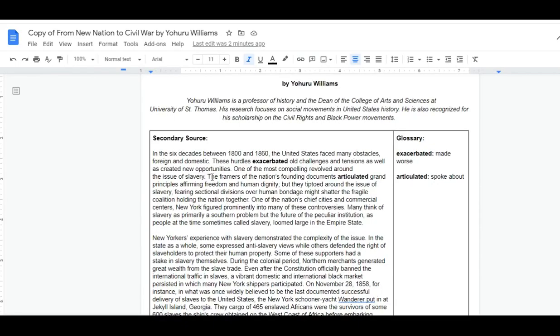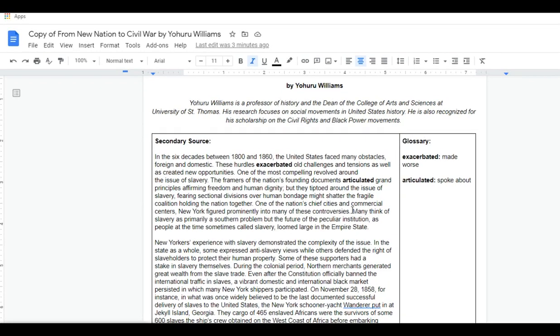Back here, the framers of the nation's founding documents articulated, meaning they spoke about, principles affirming freedom and human dignity, but they tiptoed around the issue of slavery, fearing sectional differences over human bondage. Reminder, a section means you care about your part of the country more than the rest of the United States. They feared it might shatter the fragile coalition holding the nation together. One of the nation's chief cities and commercial centers, New York, figured prominently into many of these controversies. Many think of slavery as primarily a Southern problem, but the future of the peculiar institution, that's what they used to call slavery when they didn't want to say slavery, loomed large in the Empire State, meaning New York.